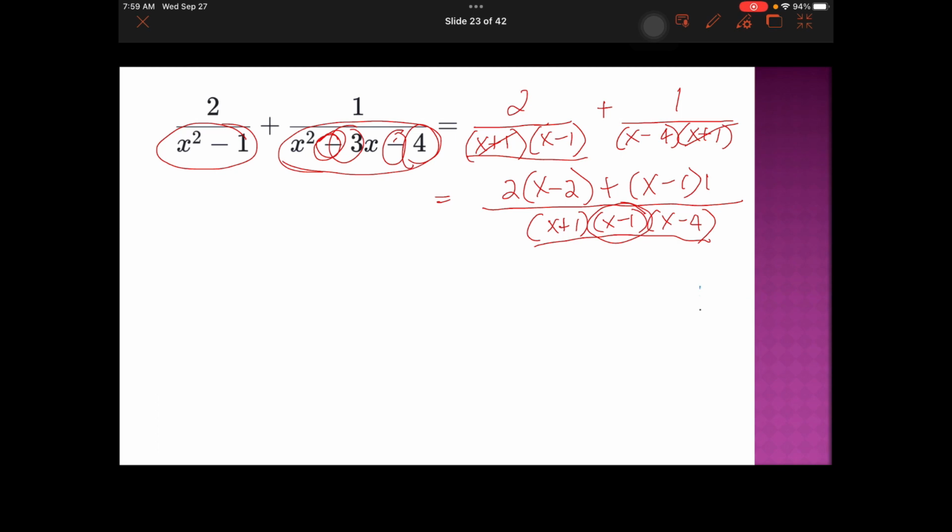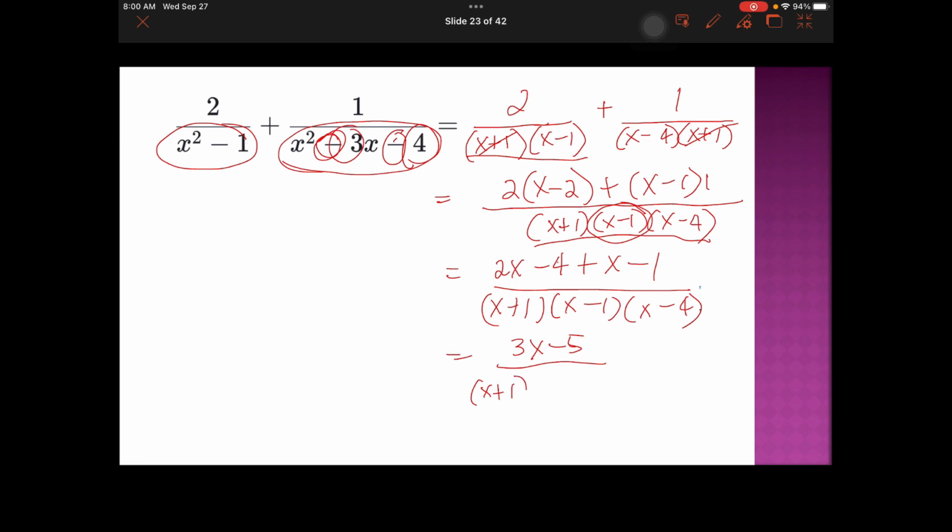Times 1. Okay? Let's simplify to x minus 4 plus x minus 1 over, you don't have to multiply all of this. Just leave it like that. And then we're going to have 2x plus x is 3x. And then negative 4, negative 1, negative 5. Wala na tayong masisimplify, therefore, that is our final answer.